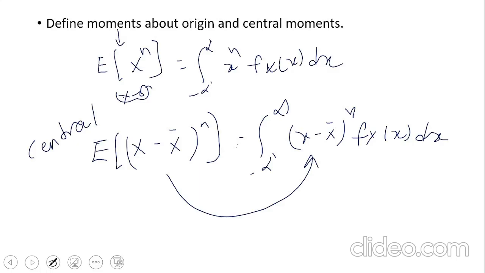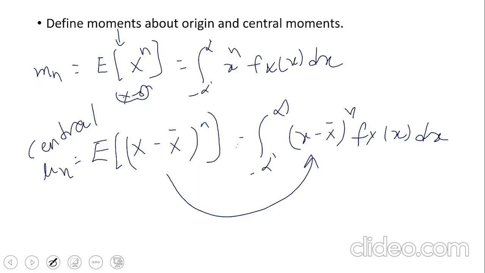Okay, so show that the zeroth moment is always 1. Here the moment about the origin is represented with mn and the central moment with mu n. Mn is the nth order moment about the origin, mu n is the nth order central moment. N represents the order. The zeroth moment is always 1. They didn't mention whether it is the moment about the origin or about the mean, so you can take anything.